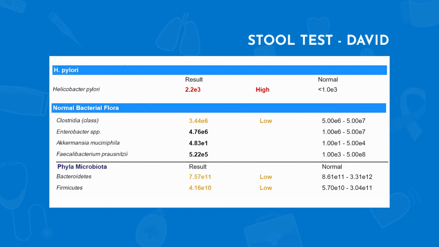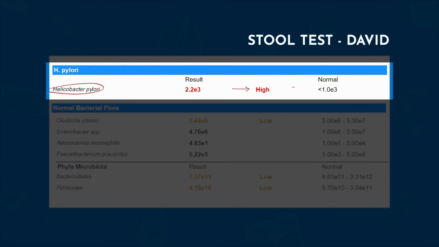So the next step is I'm going to run that GI map stool test and then an OAT organic acid test. So we can see here David's results. So let's go through this, and I've just plucked out the highlights from the GI map, so it's not everything. But we can see his H. pylori is very high. So when we see 2.2 E3, the way that we interpret this value is 2.2 times 10 to the 3rd power. So we move the decimal point over 3, and the value is actually 2,200.